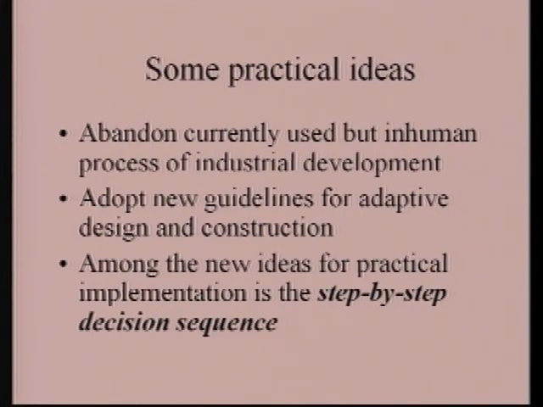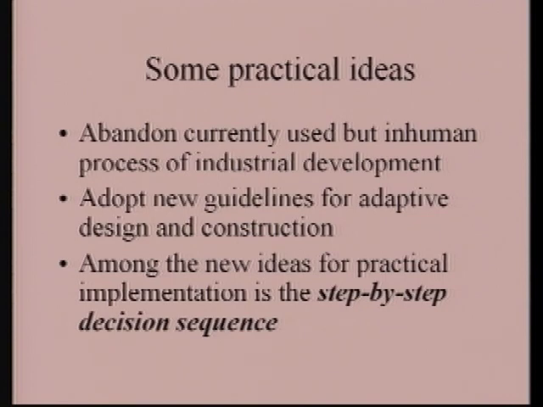We need to abandon the currently used but inhuman process of industrial development. We need to adopt new guidelines for adaptive design and construction. And the new ideas for practical implementation include the step-by-step decision sequence. That's what's going to save us. Periodic review of what must be done, choosing what is most important, and then implementing that.